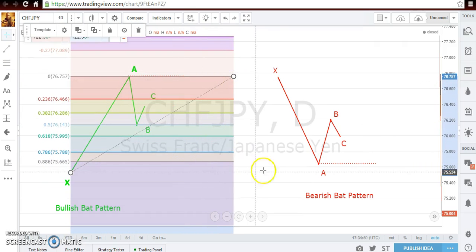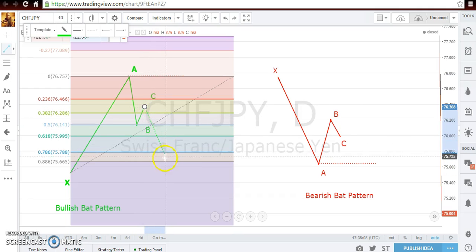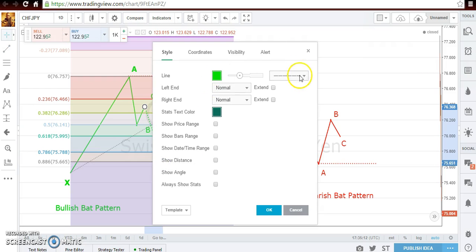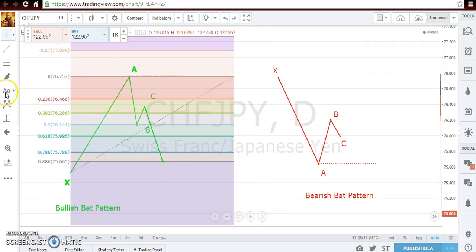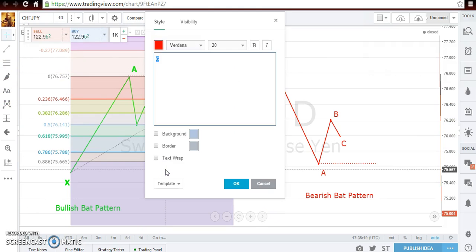And the C to D leg of a bat pattern is the most important one, because that's the entry point. That's the point at which you would like to buy or sell, depending on whether the market is bullish or bearish. So the C to D point of a bat pattern must touch the 886 retracement. Let me change that line from the dotted line to the normal. Yeah, so this is the C to D leg of a bat pattern. We're going to label that as D.